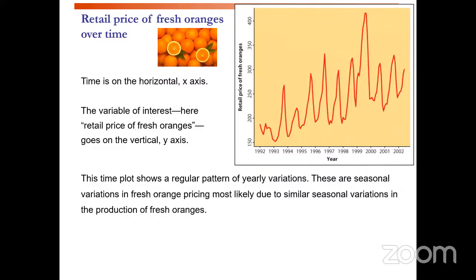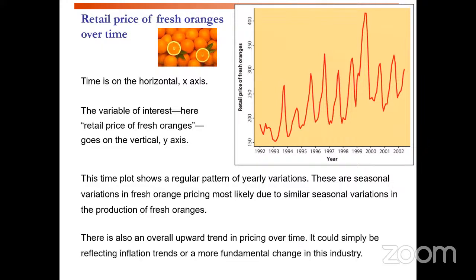in fresh orange pricing, most likely due to similar seasonal variations in the production of fresh oranges, as I said earlier. So whenever there is production of fresh oranges, the retail prices would be different as compared to the other times. But if you would like to see the overall prices of the oranges, you could see if you can draw a trend, and you will find a pattern of upward, increasing direction. So it could simply be reflecting inflation trends or more fundamental changes in the industry as well, with respect to this graph.